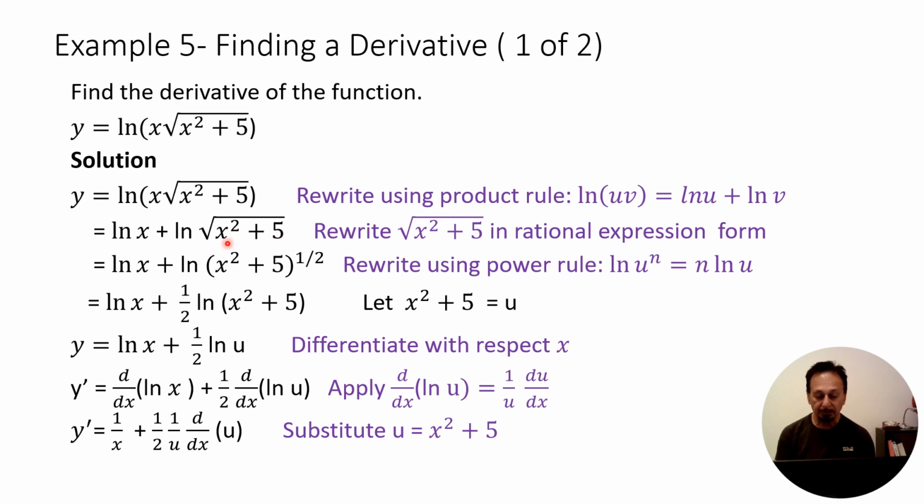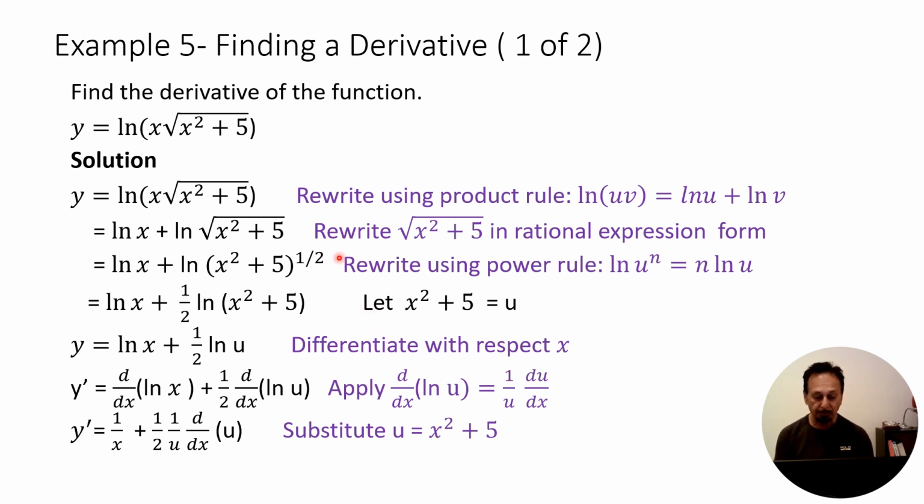Now this looks like a composite function, and we can rewrite the square root as natural log of x squared plus 5 to the 1/2, and bring down natural log of x as well. And now it looks like the log of an exponential form, so we can use the power rule: natural log of u to the n is n times natural log of u.